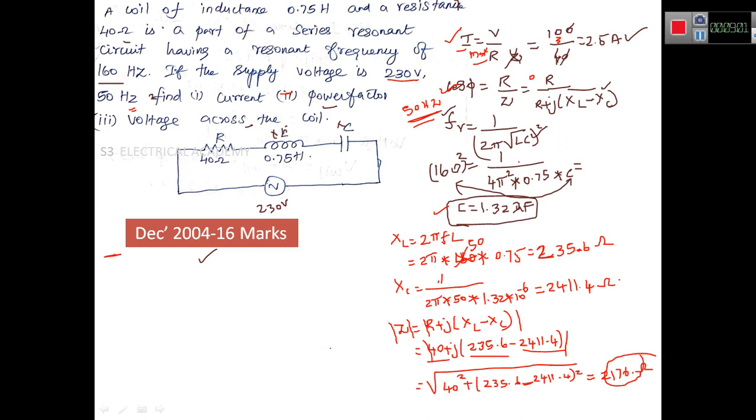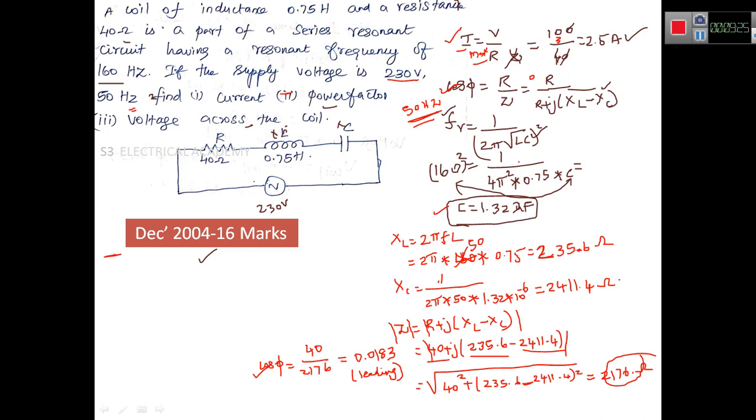So now cos phi is equal to the R value 40 ohm divided by the Z value 2176, which is almost equal to 0.0183. Which is positive, hence it will be leading. So the power factor cos phi is known.